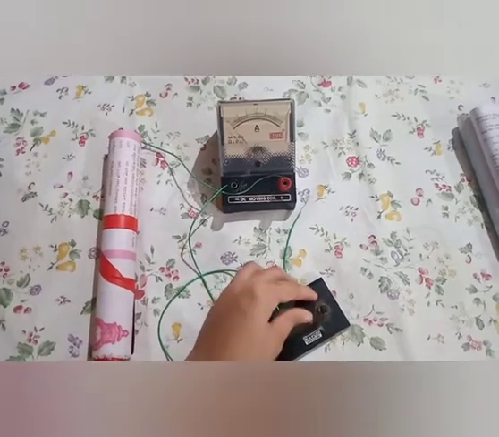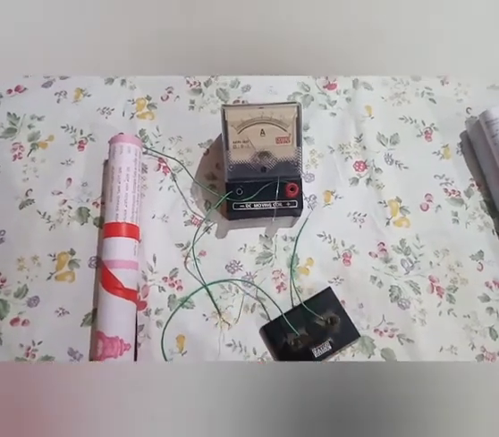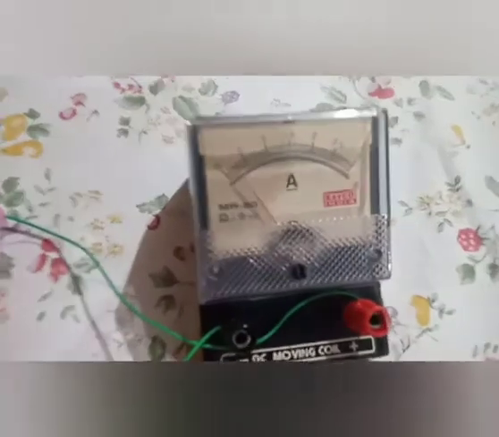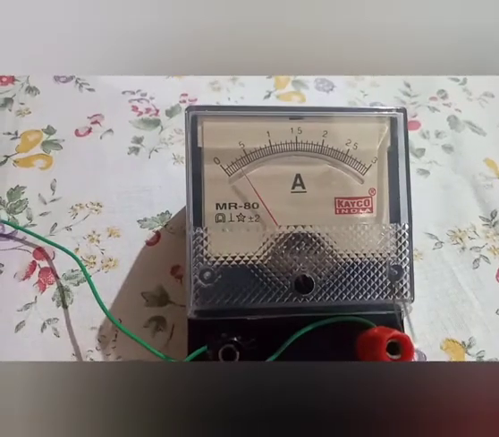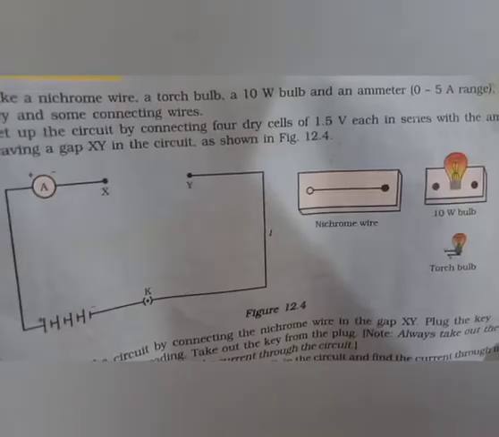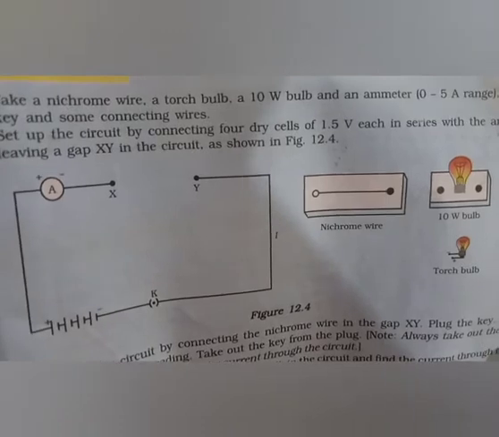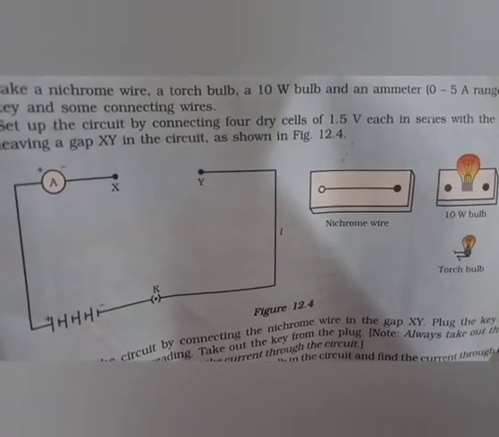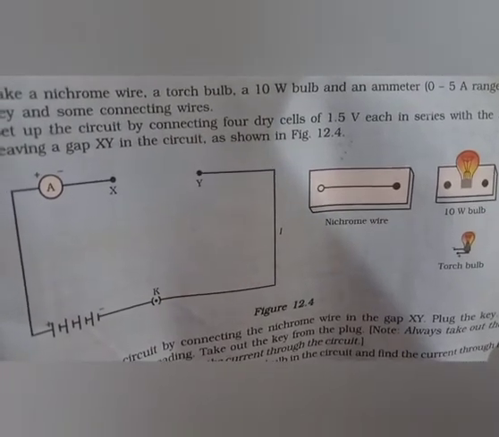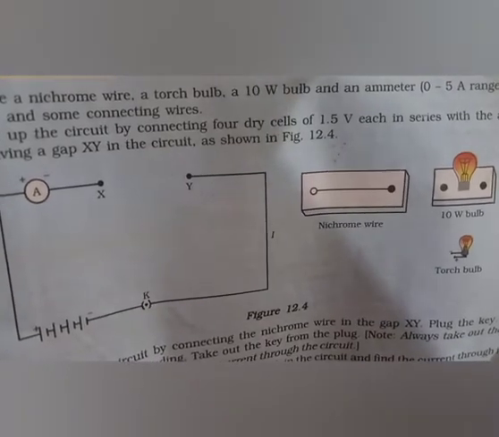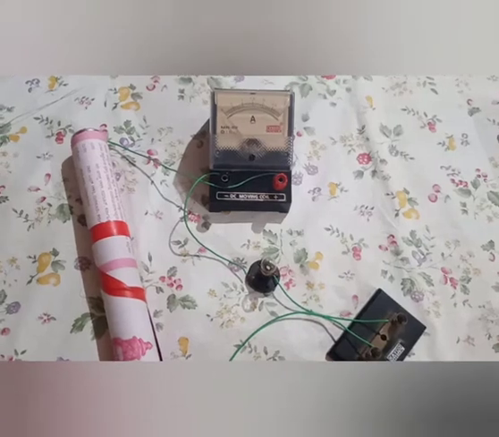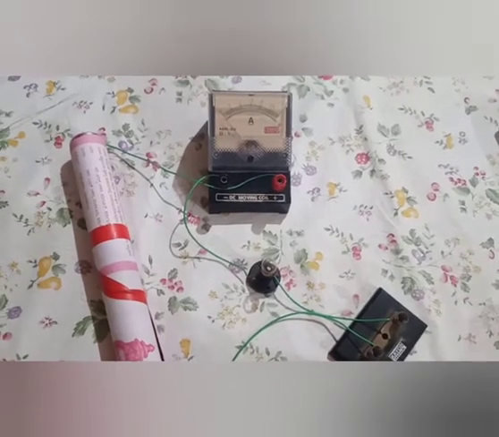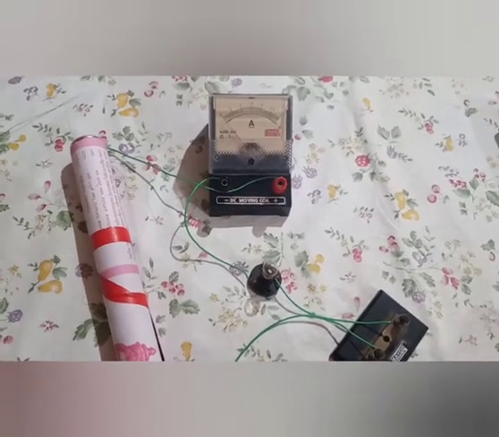Plug the key. Note down the reading in the ammeter. It is 0.3 ampere. Now replace the gap XY. Replace the nichrome wire by a torch bulb as shown in the textbook. In the circuit, nichrome wire is replaced by a torch bulb.